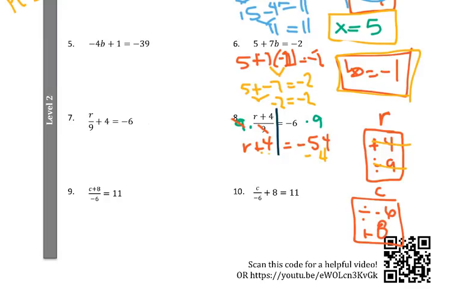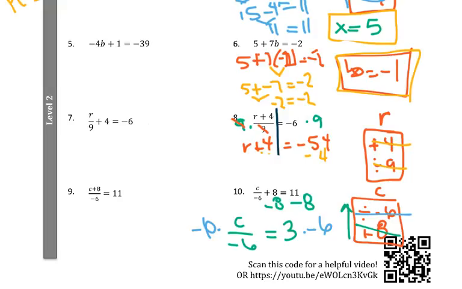Remember, we always write what we see, and then we do the opposite. So I'm going to do the opposite operations backwards. Let's start by subtracting 8 from both sides. So C divided by negative 6 is going to equal 3. So 11 minus 8 is 3. And that took care of this step here. Now we're going to multiply both sides by negative 6. And our answer that I'm getting is that C equals negative 18.